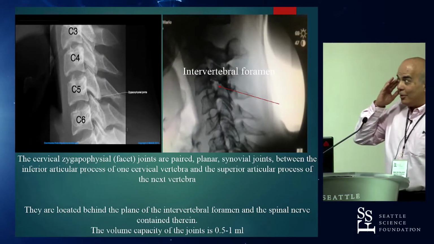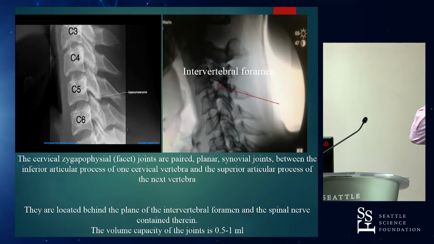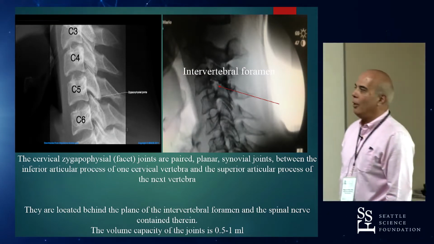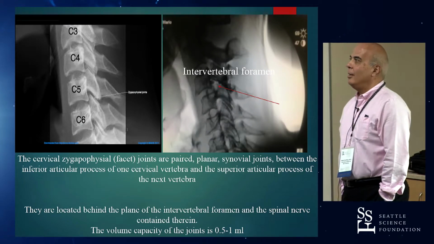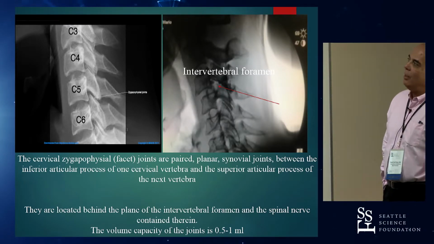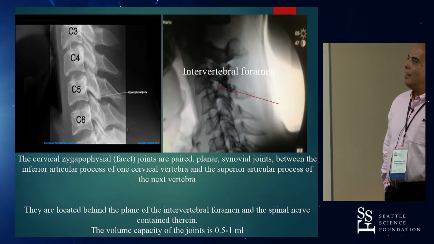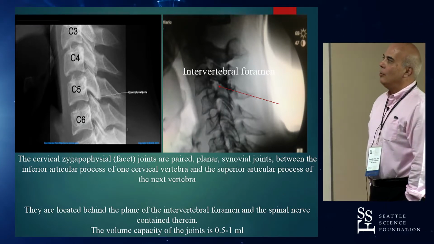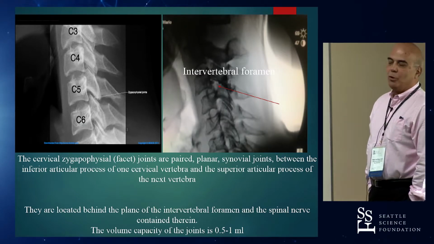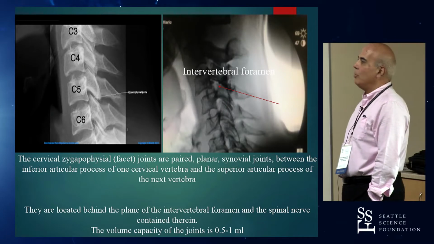So the cervical facets, or zygapophyseal joints, are true synovial joints that are located between the inferior articular process of one vertebra and the superior articular process of the vertebra below. They are usually located behind the plane of the intervertebral foramen and the plane of the spinal nerve that is contained within the intervertebral foramen. That is an important anatomic distinction when you perform the radiofrequency ablation procedure, because you don't want the tip of the needle to enter the intervertebral foramen, obviously.